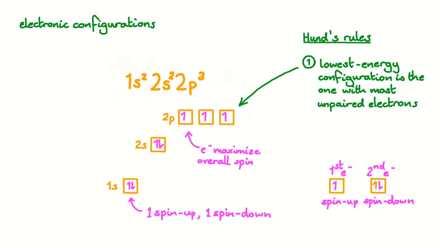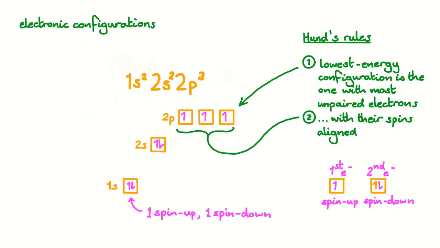pair them up. The second rule is that these electrons will have their spins in the same direction, all spin up by convention. All the unpaired electrons in this configuration are spin up. These rules, courtesy of Friedrich Hund, are known as Hund's rules.